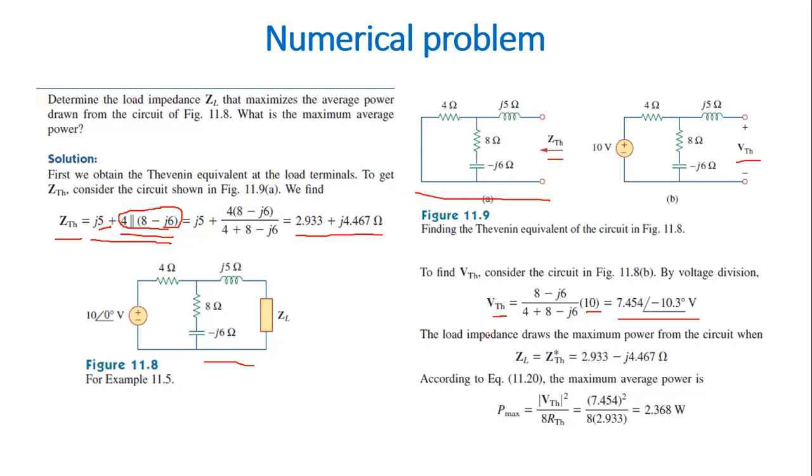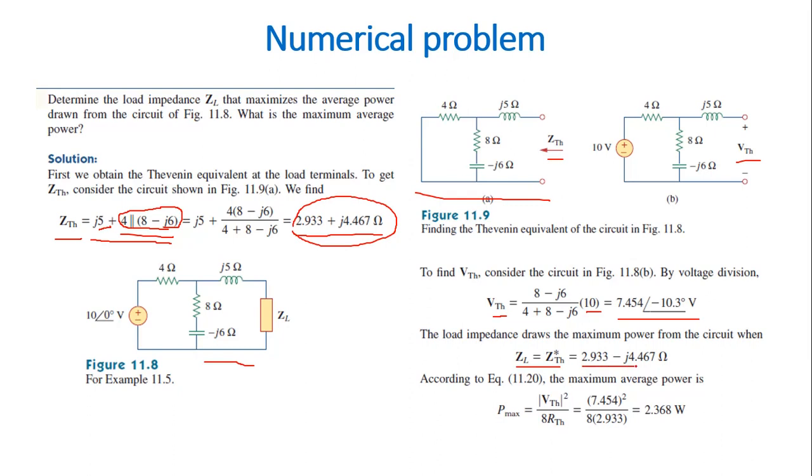The condition for the load impedance to draw maximum power from the circuit is when ZL is equal to ZTH star, that is the complex conjugate of Thevenin's impedance. That is the condition when maximum power will be transferred. So ZL will be equal to the conjugate of this Z Thevenin.